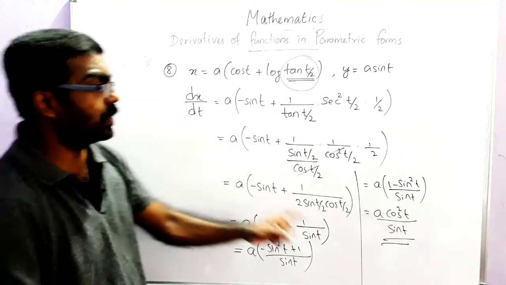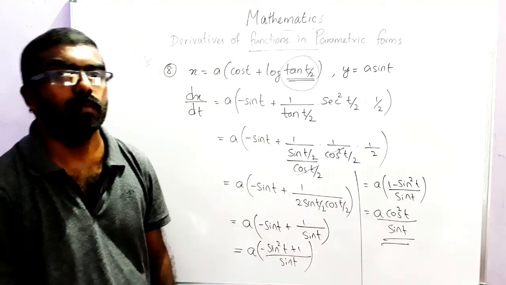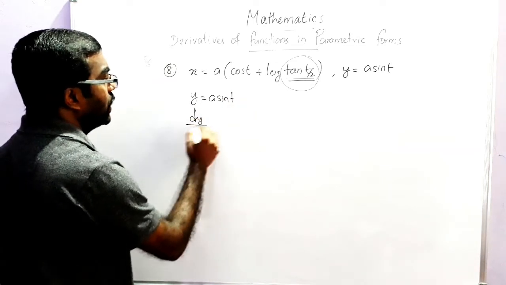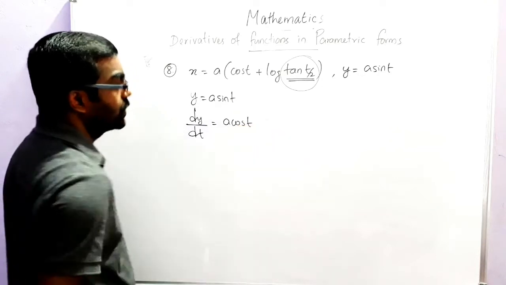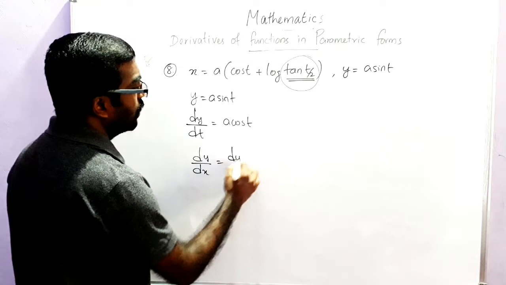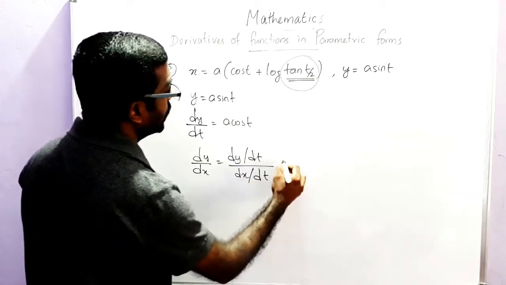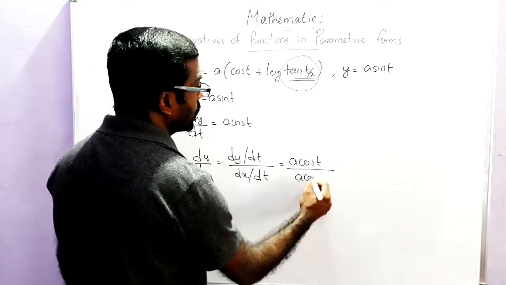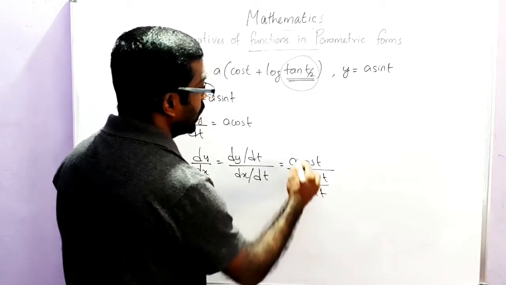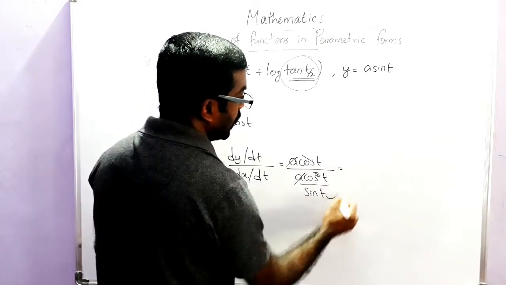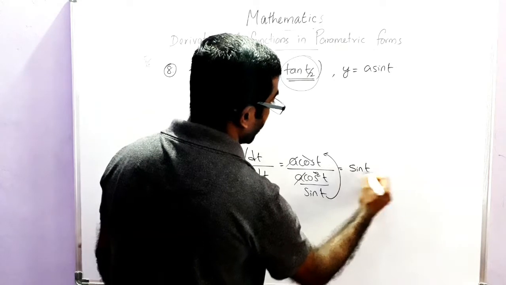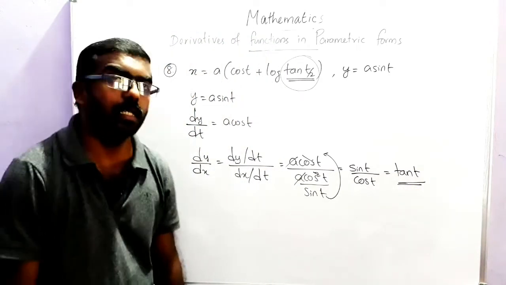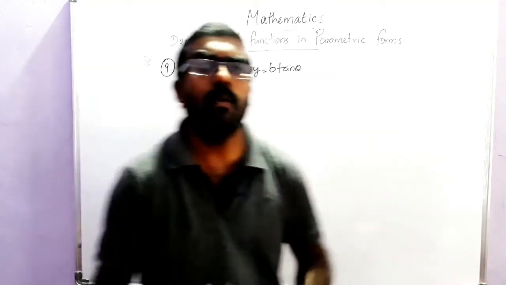So dx by dt is equal to what? A cos square t divided by sin t. Understood? Now take the second part, y is equal to a sin t, and dy by dt is equal to a into the derivative of sin t, which is cos t. Now dy by dx is equal to dy by dt divided by dx by dt, which is a cos t divided by a cos square t divided by sin t. This a and a cancel, one cos t cancels, sin t comes to the numerator, and taking the reciprocal, that is sin t divided by cos t, which is equal to tan t. So the derivative dy by dx is equal to tan t. Understood?